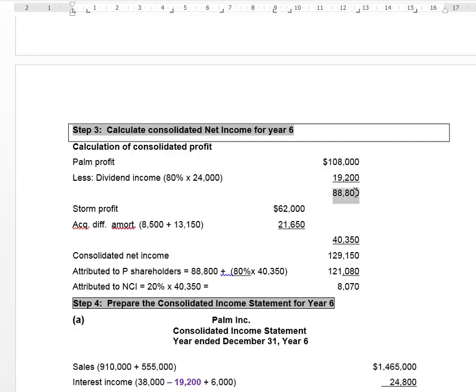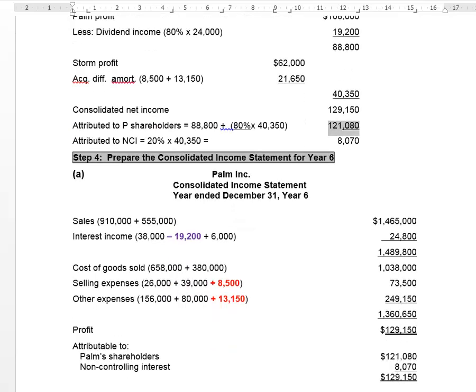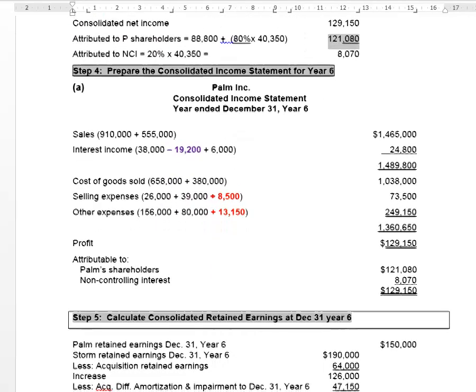The parent shareholders are 100% invested in the parent, so they get the full allocation of the adjusted income of the parent, but they are only 80% shareholders in the sub, so they get 80% of the sub's adjusted income. So if we did that math, we'd still get 121,080. Now we have to prepare the consolidated income statement for year 6.